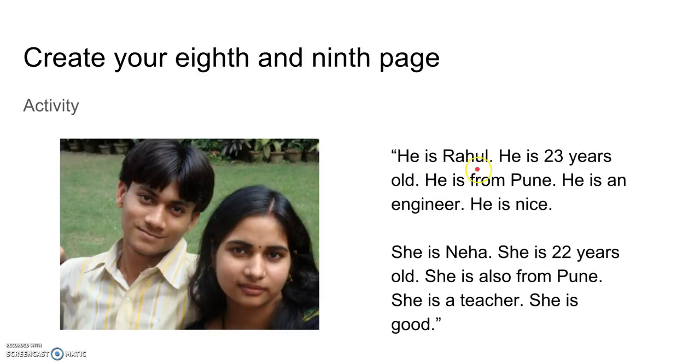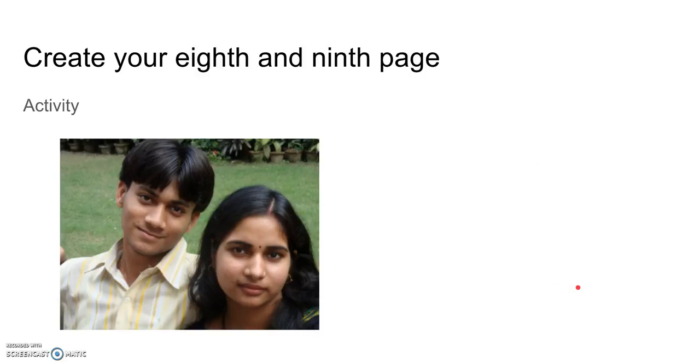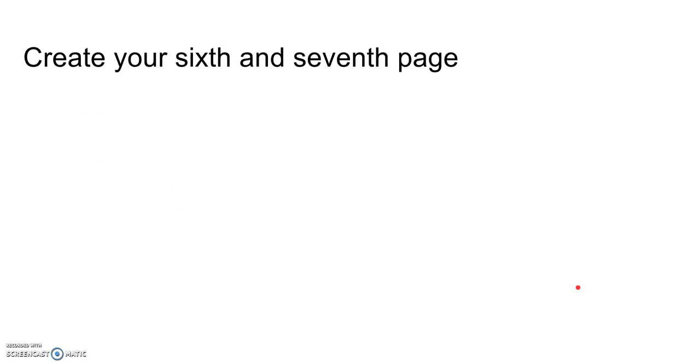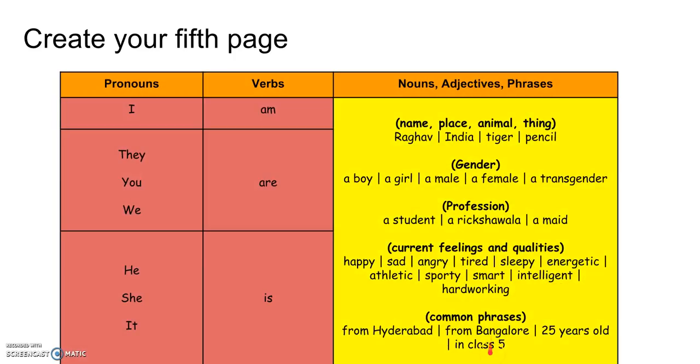Let me give you a more solid example of what I came up with. He is Rahul. I'm talking about this person here. I imagine that his name is Rahul. He's 23 years old. He's from Pune in India. He is an engineer. He is nice. Similarly, the girl's name, let's suppose she's Sneha. She's 22 years old. She's also from Pune. This is a phrase from Pune, also from Pune, when we did discuss phrases. Just to revise here in this common phrases part.